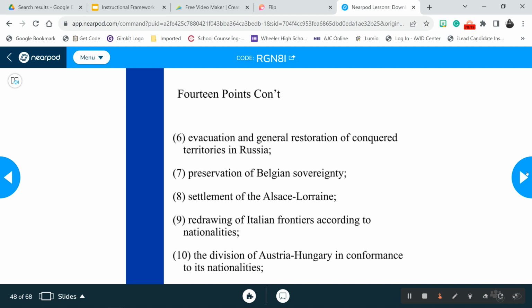Number 8 is the settlement of Alsace-Lorraine. I'm not putting that in notes because I don't know what that's talking about, so it's definitely being your test, okay? That is far past this lower part of my mind. I'm not a historian in that sense.